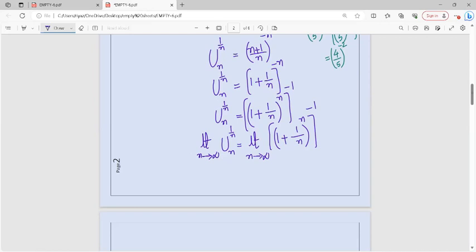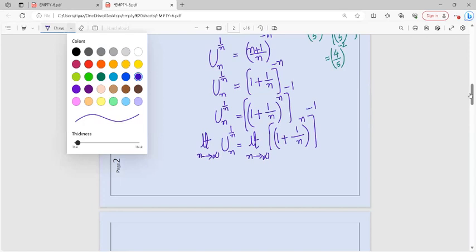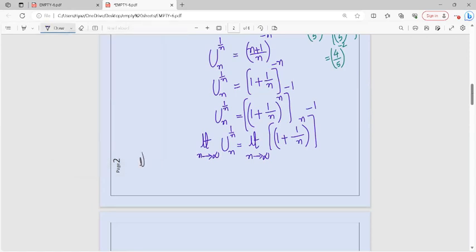Actually, I want to get this format because we know the formula of this. What is the formula? We know already. Here I am writing limit n tends to infinity (1 plus 1 by n) whole to the power of n. That value is equal to e. Already we know this value is e.